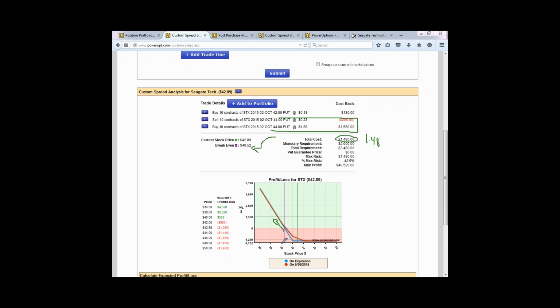We can do this with credit spreads, okay, because the long option in a credit spread will continue to gain as the stock moves against your original spread.